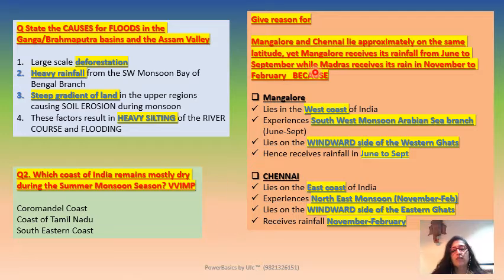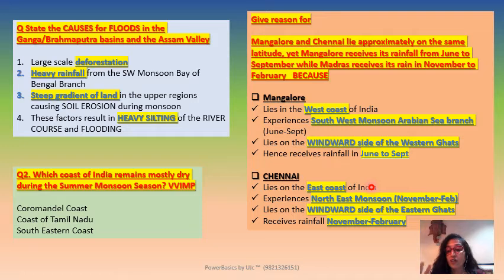Okay. Give reasons for this: Mangalore and Chennai are approximately on the same latitude. Yet, Mangalore receives its rainfall in the summer, June to September. Madras receives its rainfall in the winters, November to February. Why? If they are on the same latitude, what could be happening? First of all, it's a question of which coast of India. Mangalore lies on the west coast of India. Chennai lies on the east coast of India.